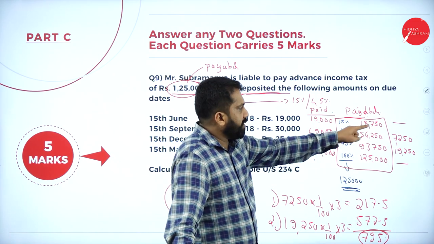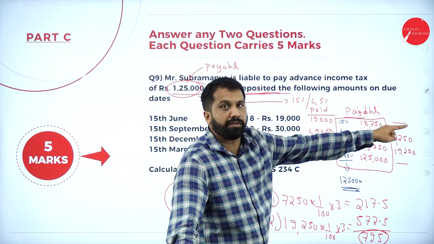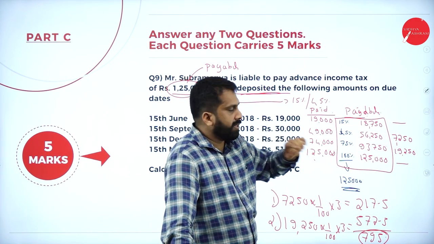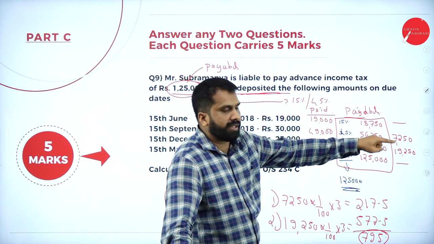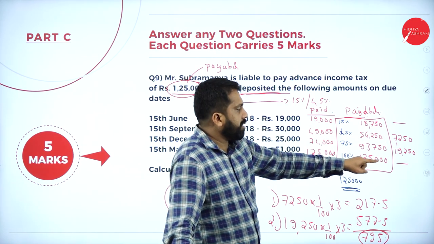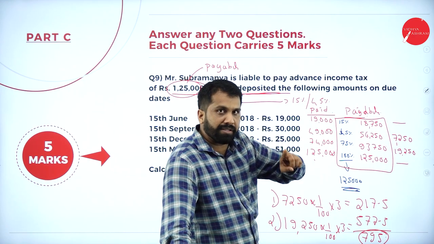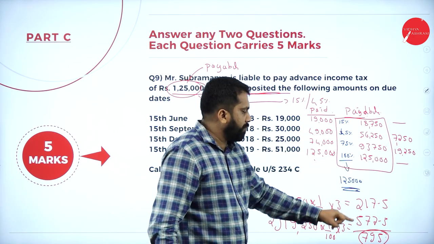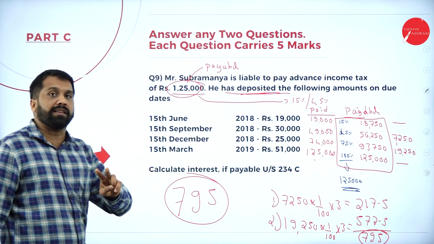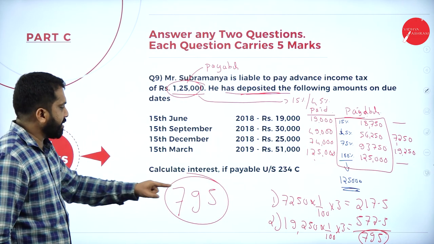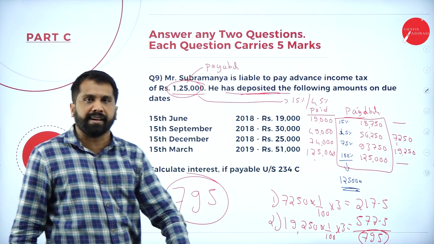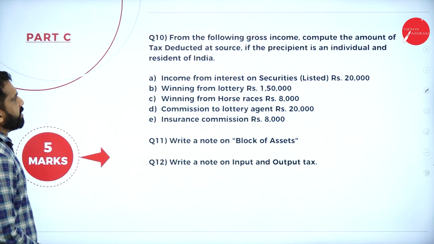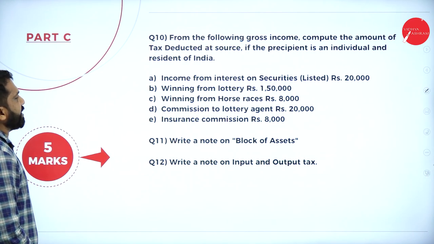Clear? First installment into 1% into 3. Second into 1% into 3 months. Third into 1% into 3 months. Last into 1% into 1 month. But for the last one, we don't have interest. Only we have to calculate for 2 installments. Add that, you got 795.